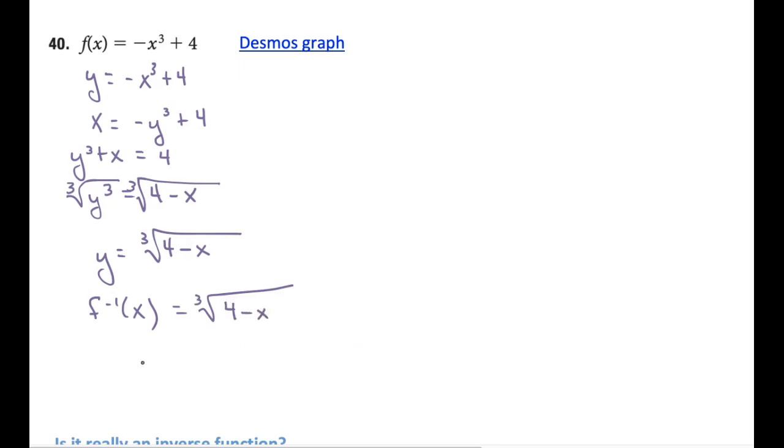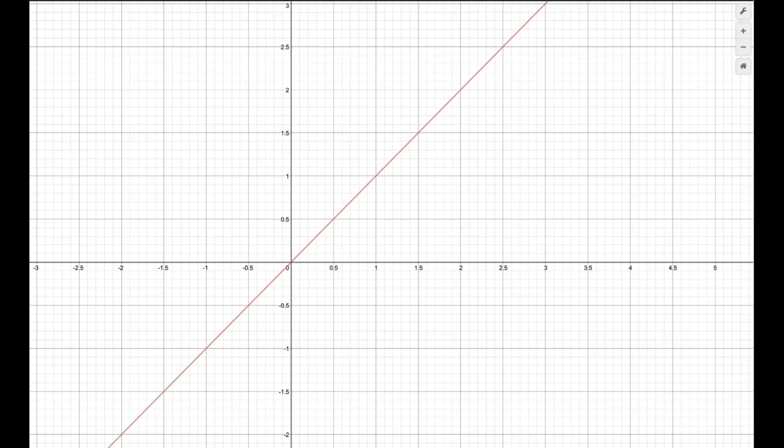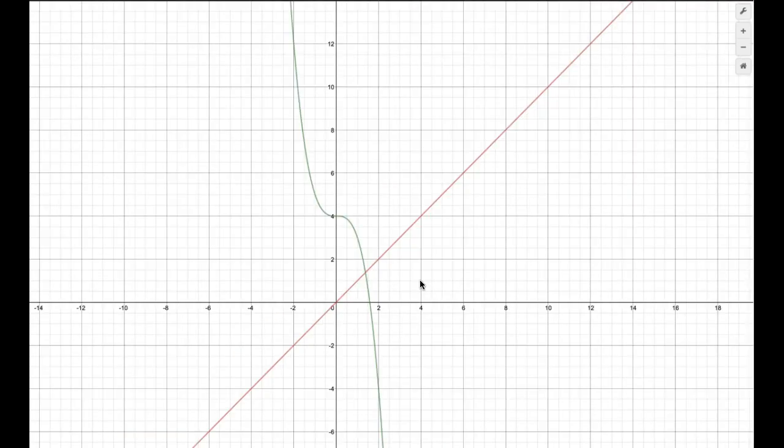Okay, so that is number 40. So we have the function and we have the inverse function. And let's take a look and see what they look like. So there is our y equals x line. Here is negative x cubed plus 4. And I'm going to take a moment here to fix this so we can see the whole thing. Okay, so I just had to zoom out just a little bit so we could see the whole graph, or at least the important part of it. And that is the negative x cubed plus 4.